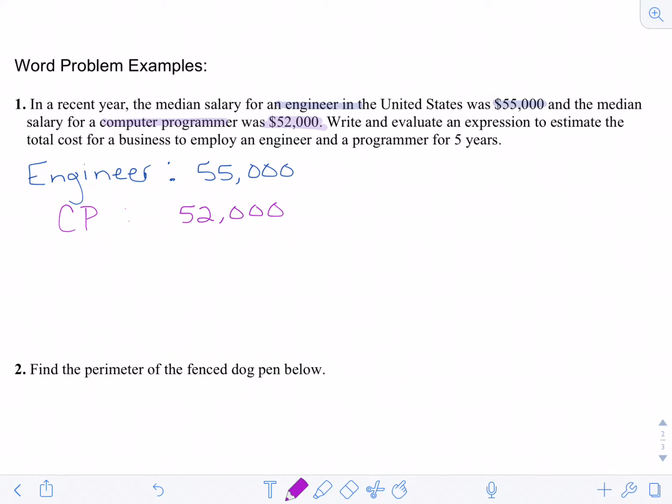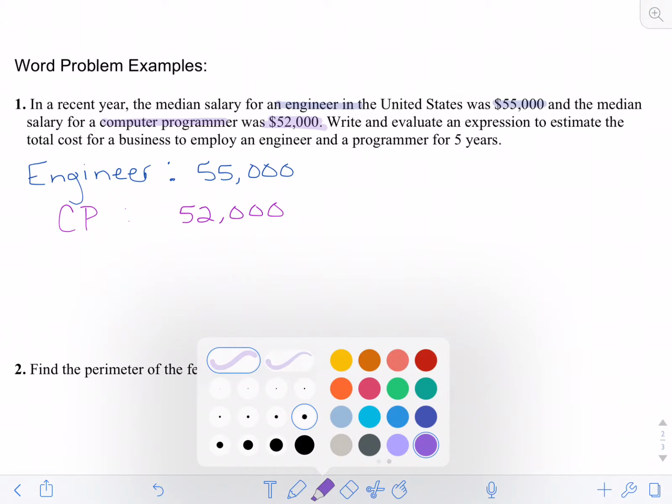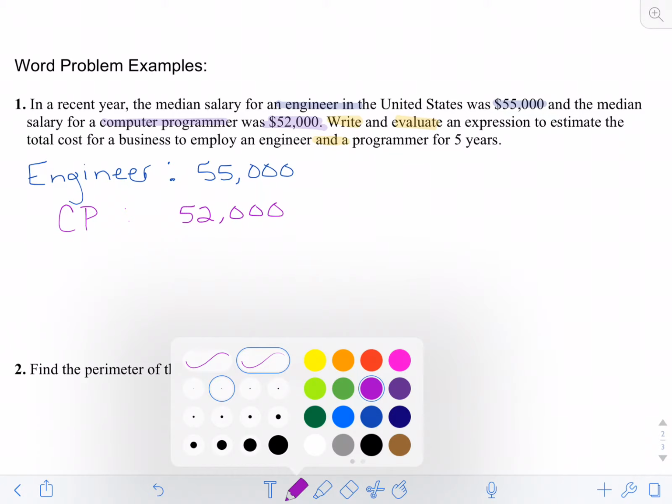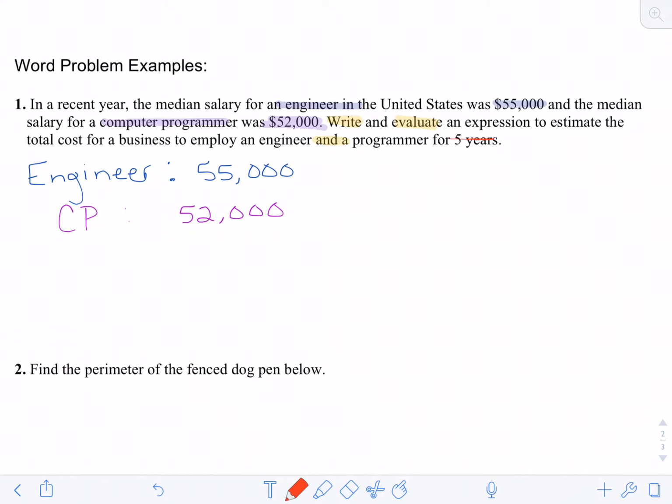Okay, now it says write and evaluate. So we have to write and evaluate an expression to estimate the total cost for, first I'm going to highlight this, write and evaluate. That means we've got to do two things. Total cost for a business to employ an engineer and, that's another keyword, programmer for 5 years. So we're looking at this 5 years. So what that means is I've got to say how much does it cost for an engineer for 5 years? How much does it cost for a computer programmer for 5 years? And then what is the total cost that company will be spending?